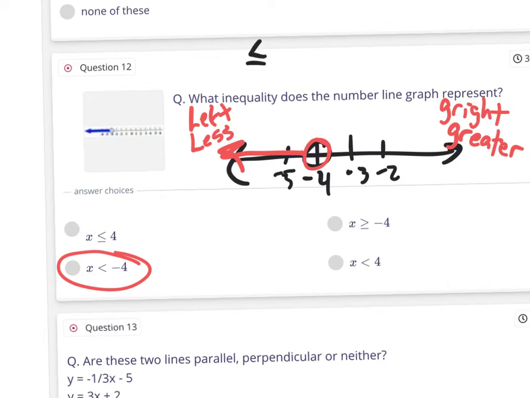If you have a solid line underneath it, it's going to be a solid dot. Again, if you have a solid line underneath it, it's going to be a solid dot. If you don't have a solid line underneath it, it's going to be an open dot. Okay, keep that in mind.